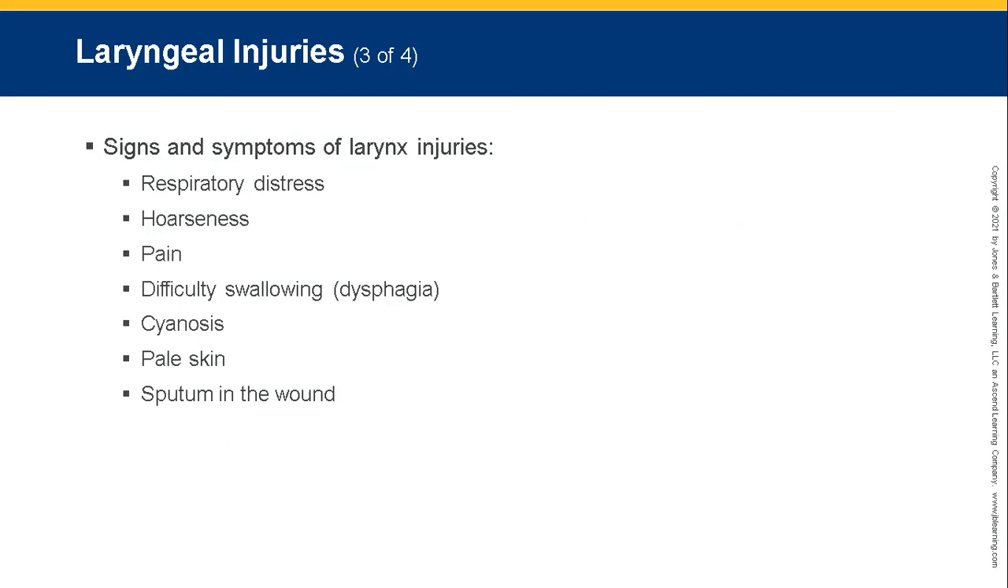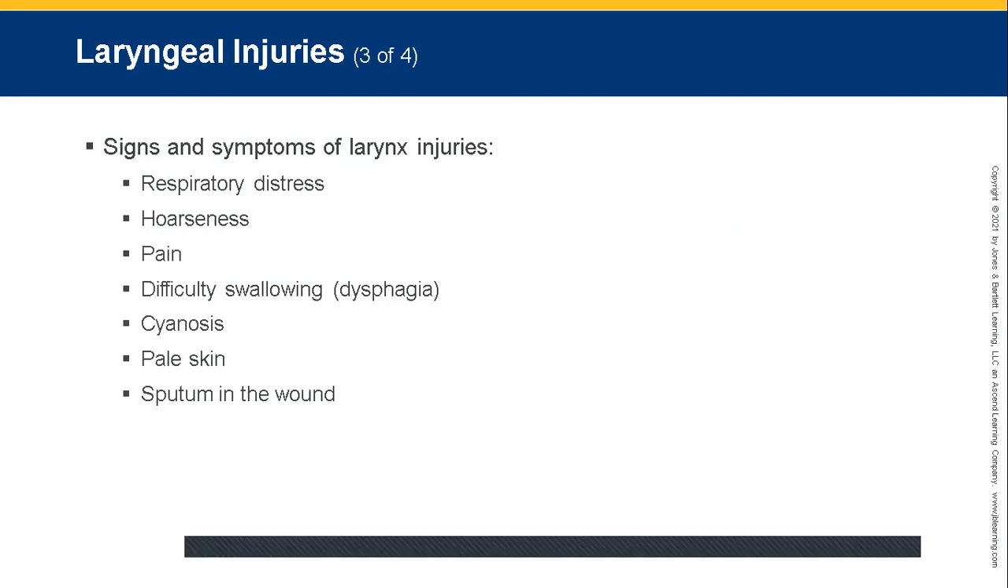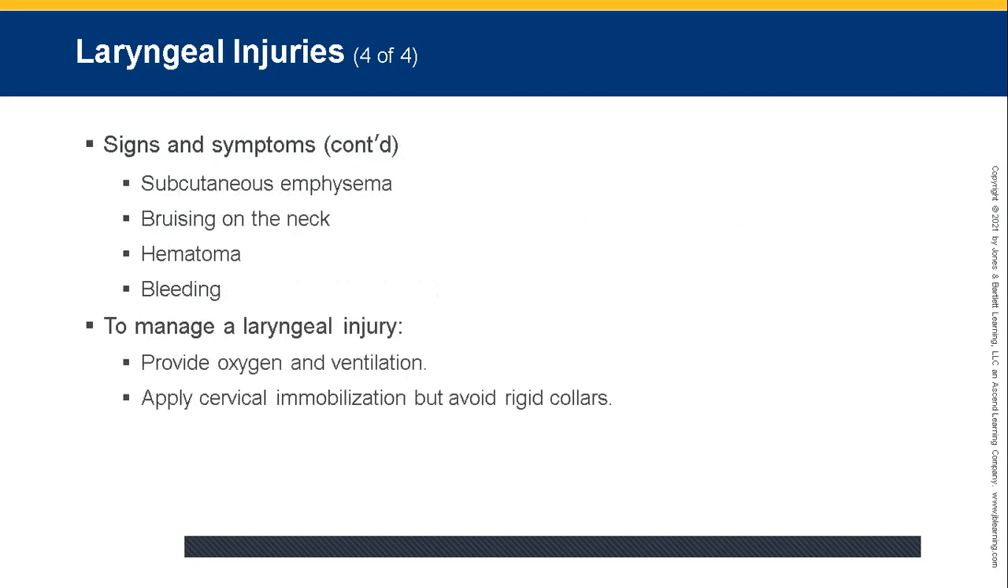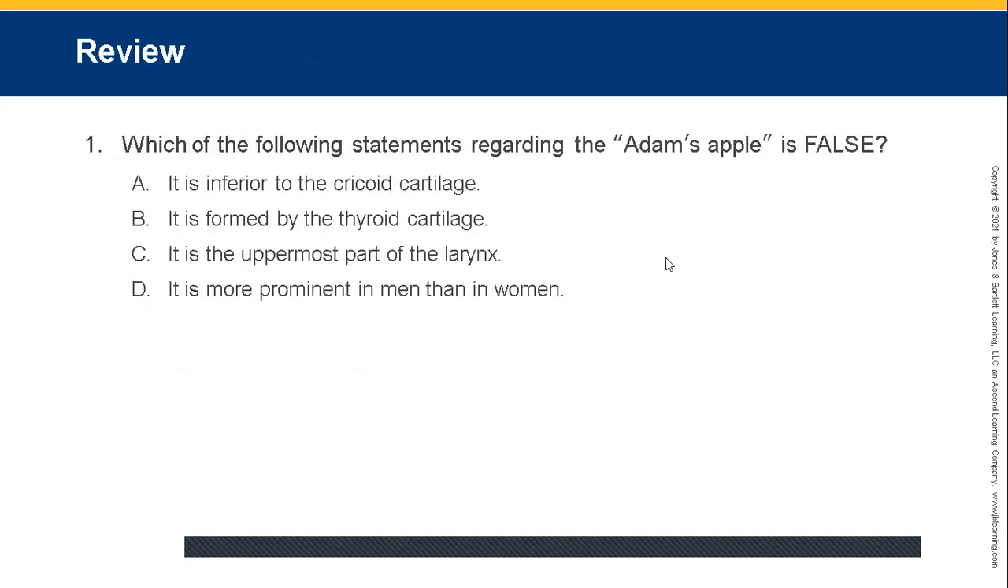Signs and symptoms of larynx injuries include respiratory distress, hoarseness, pain, difficulty swallowing, dysphagia, cyanosis, pale skin, sputum in the wound, subcutaneous emphysema, bruising of the neck, hematoma, bleeding. To manage a laryngeal injury, provide oxygen and ventilation as needed. Apply a cervical immobilization device if it is necessary. And that would bring us to the end of this chapter.